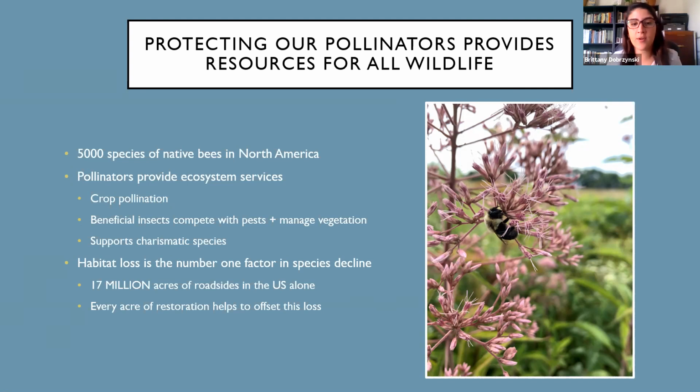So not only are we focusing on protecting our pollinators for the important ecosystem service of crop pollination, but we're also providing habitat to a number of beneficial insects that can compete with pests and manage vegetation. So there's certain species that feed exclusively on certain species of plants, keeping them in check, and also providing resources to wildlife. And it also supports those charismatic species like the monarch butterfly, hummingbirds, and of course the bumblebees.